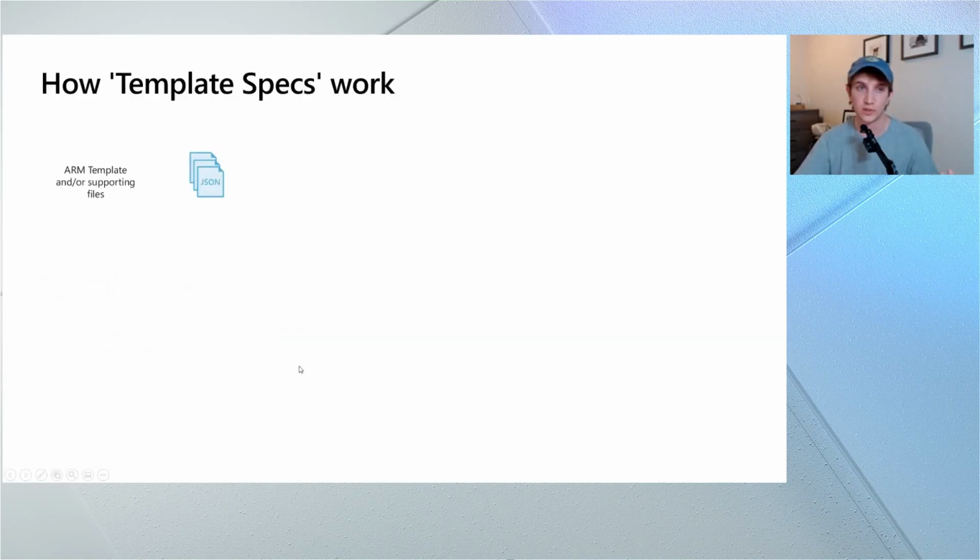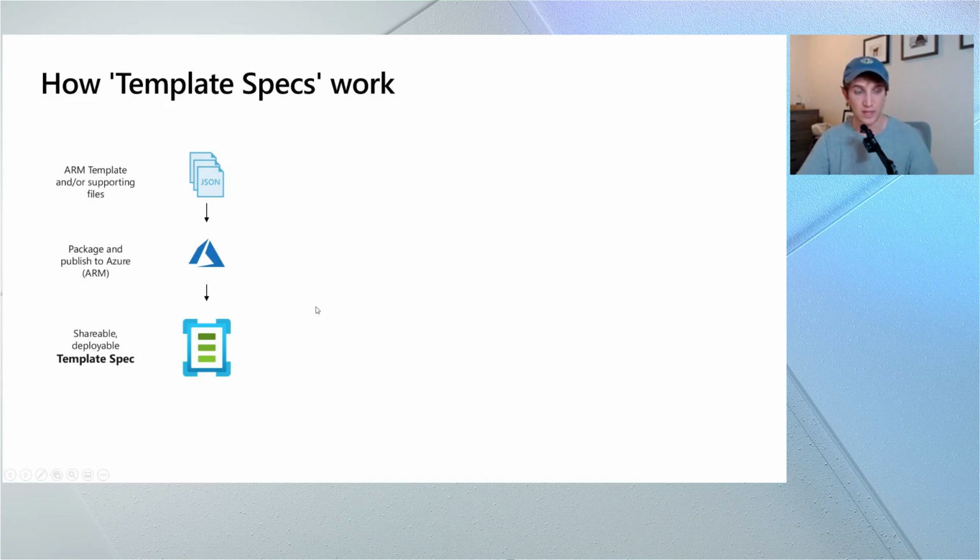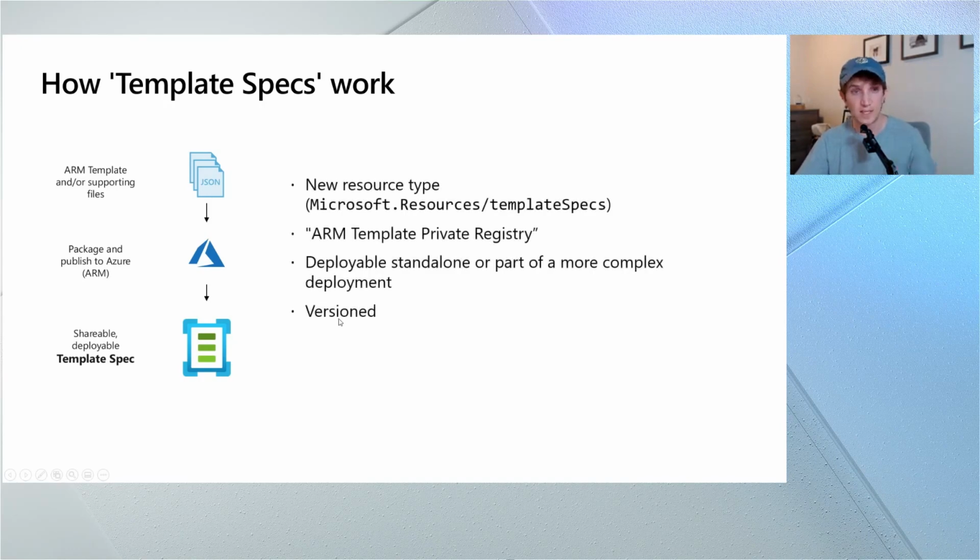So let's talk about how template specs are going to work. Basically, you take your ARM template and any supporting files. If you have linked templates or other artifacts, they'll all get packaged into the template spec. I'll package it and send it to Azure, to ARM. And what that will do is create the template spec. At that point, I have an Azure resource that is my template spec, and I can deploy it wherever I need to deploy it. This is a net new resource type, so it's under the Microsoft.Resources namespace. It's called templateSpecs. Essentially, you can think of this as an ARM template private registry.